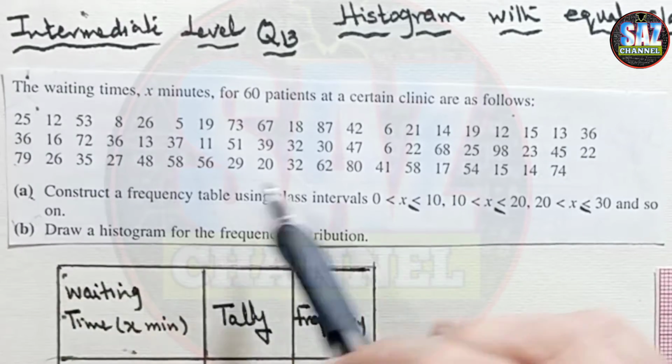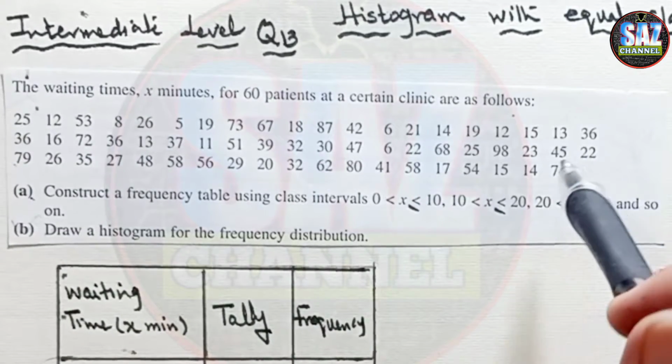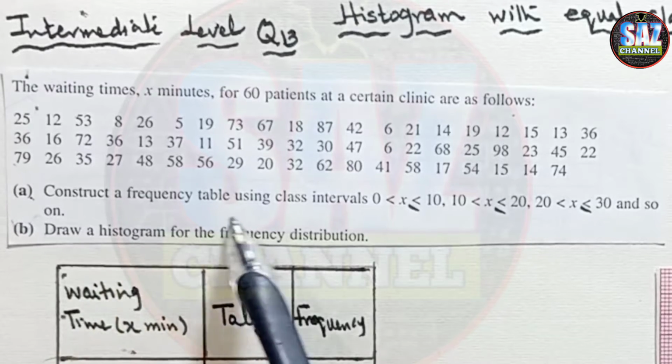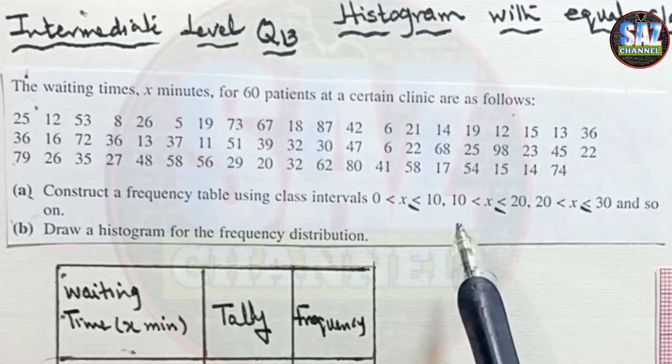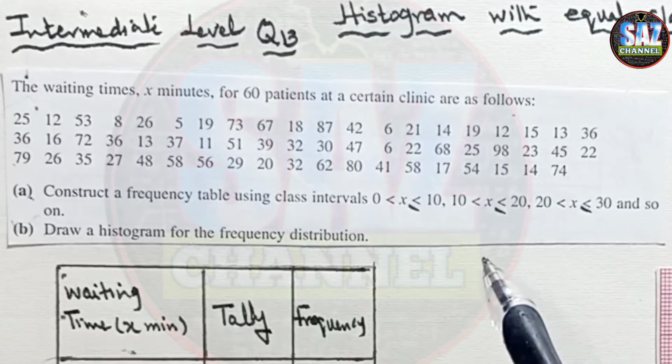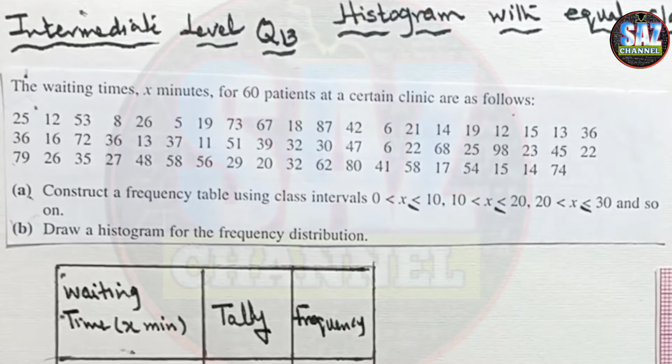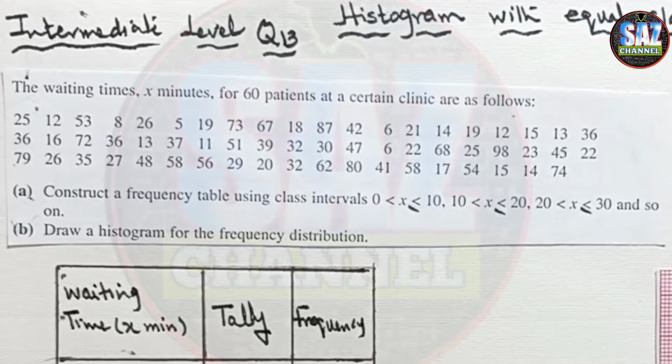The information is given in form of this table, and the first part says that construct the frequency table with the class intervals. X lies between 0 to 10, 10 to 20, and so on. And then we have to draw the histogram. As the question was long, it was the ungrouped data, and we have to make the frequency table.